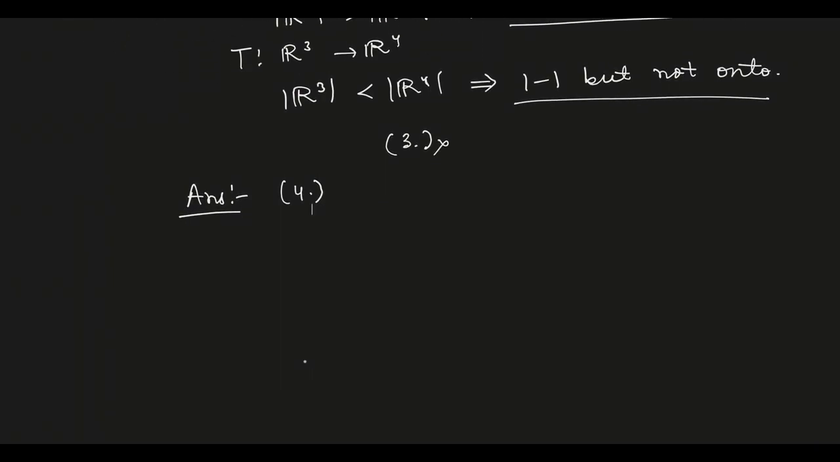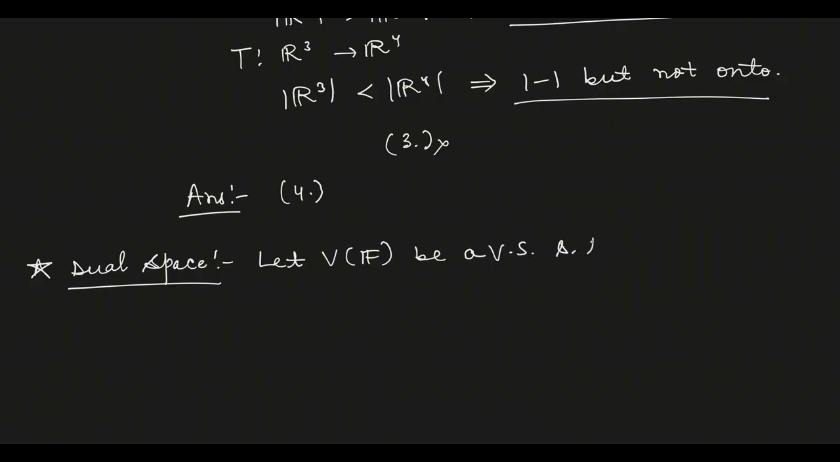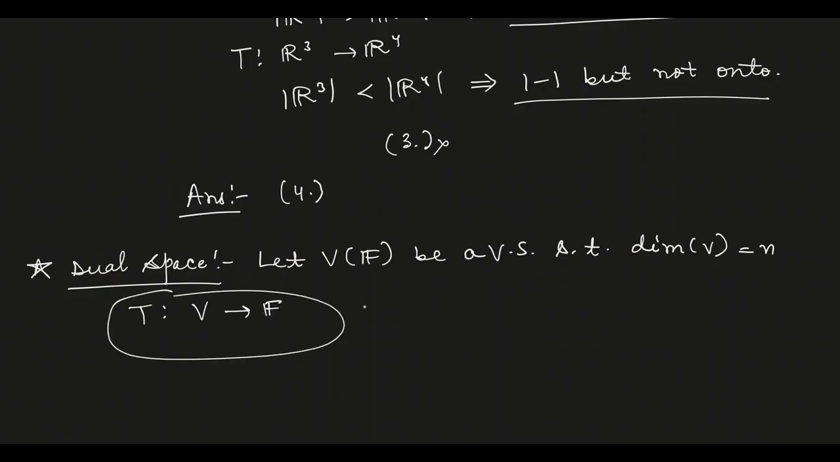Now next is a small concept of dual space. Let us discuss that too. Let V over F be a vector space such that the dimension of V is n. T is a mapping from V to F. Now in dual spaces I will talk about linear functionals.